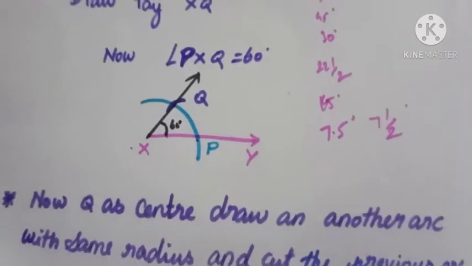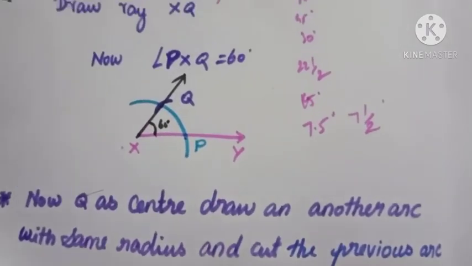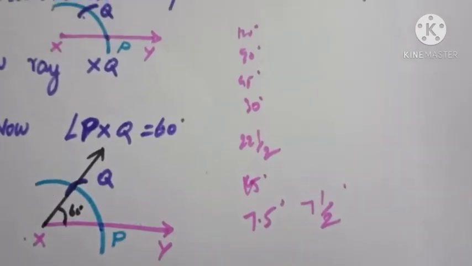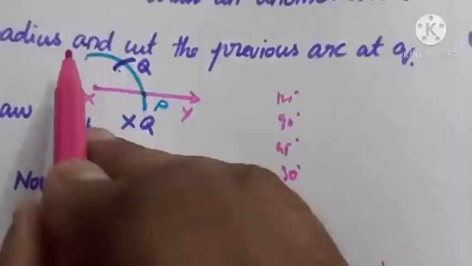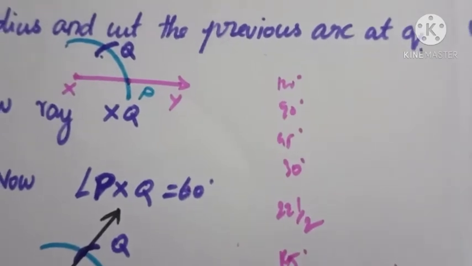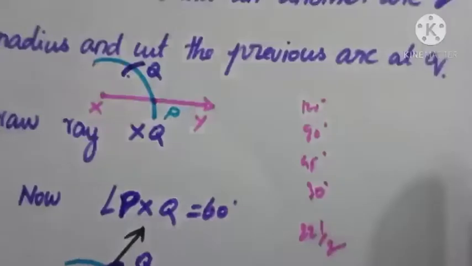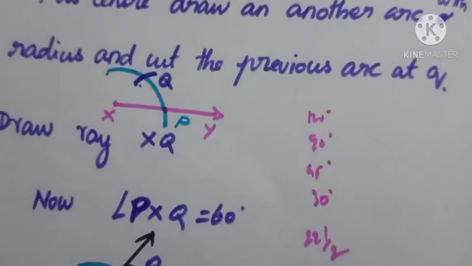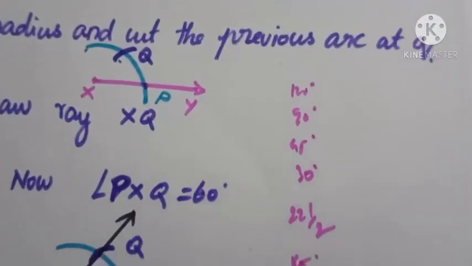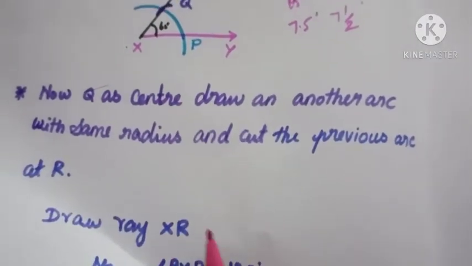Next, with Q as center, draw another arc, same procedure. Once you open the compass to draw the basic arc, you need not change the radius. Continually, the first arc mentions 60 degree and the second arc is another 60 degree. Totally you get 120 degree. So now with Q as center, you draw another arc.